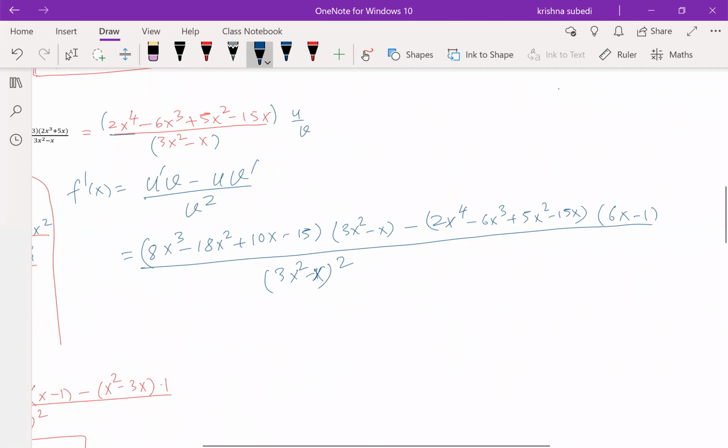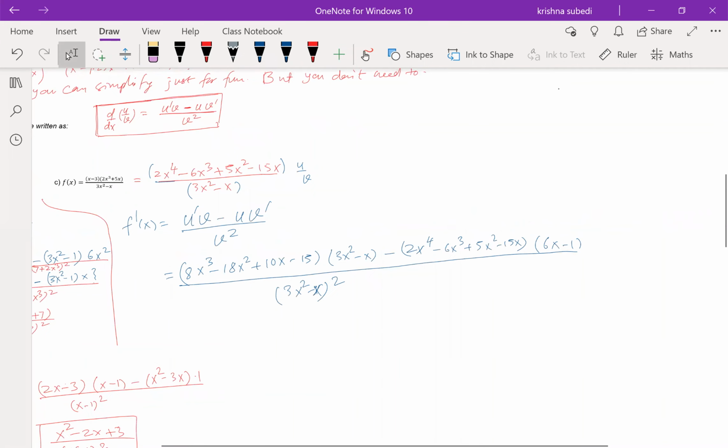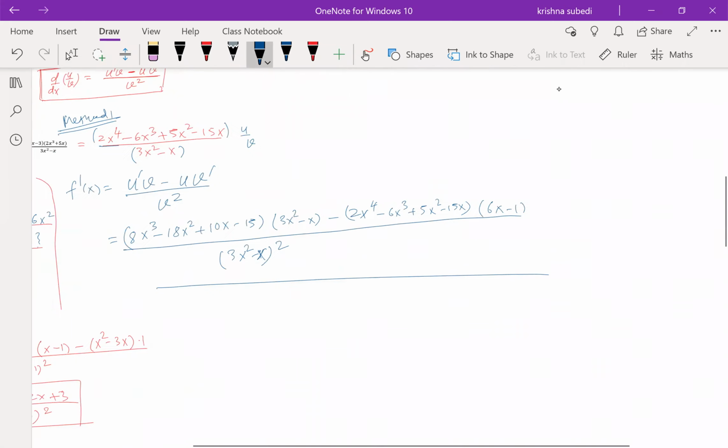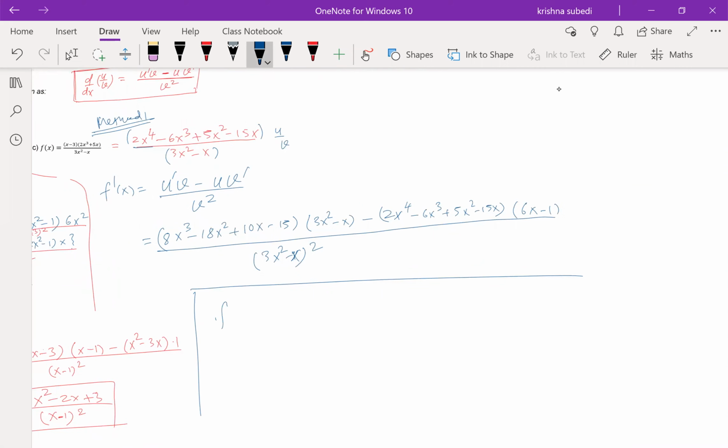That was method 1. Another way of doing this. Now let us do the same problem by another method. I just want to copy it. Part C, f of x is x minus 3, 2x cubed plus 5x, over 3x squared minus x.